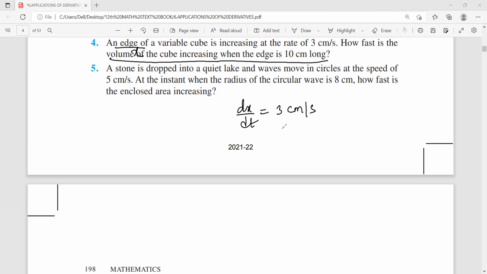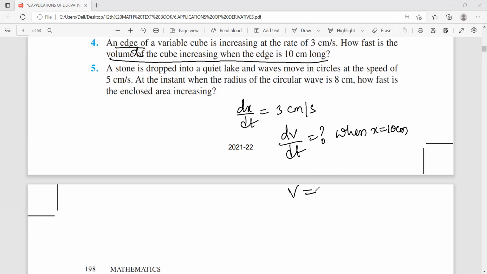Is it 900? I'm not sure. Now, what is it asking? How fast the volume of the cube is increasing when the edge is 10 centimeters long. So, what does that mean in mathematical terms? dv by dt when x is 10 centimeters. That's it. So, what is v?